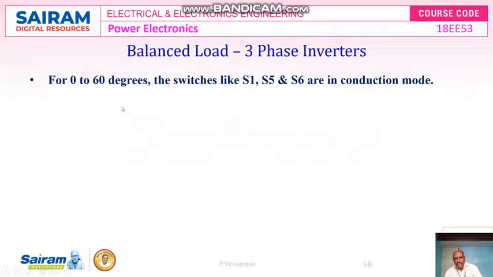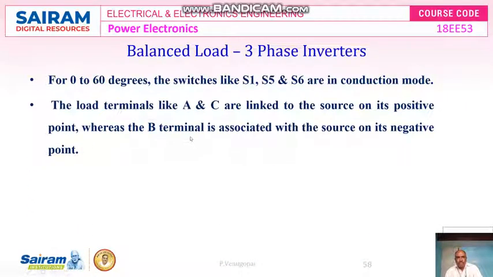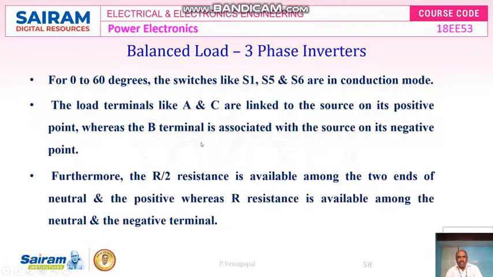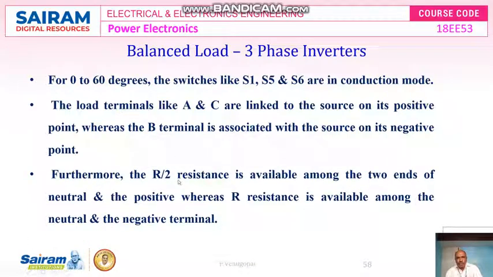For the period 0 to 60 degrees, for the firing angle 0 to 60 degrees, the switches S1, S5, S6 are in conduction mode. The load terminals A and C are linked to the source at its positive point, whereas B is connected to the source at its negative point. Therefore R/2 resistance is available between the neutral and positive, and R is available between the neutral and negative terminal.